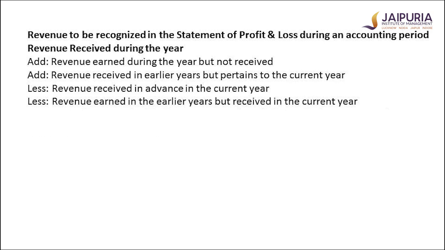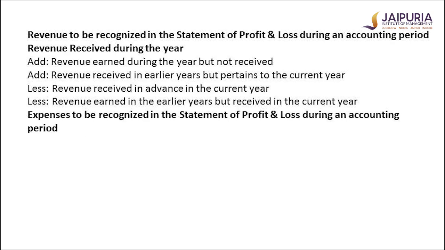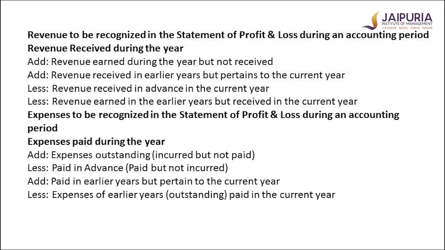Now, expenses to be recognized in the statement of profit and loss during an accounting period. Expenses paid during the year, we need to add expenses outstanding to this figure, that is incurred but not paid. Subtract the expenses that are paid in advance, that means paid but not incurred. Then again add expenses paid in earlier years but pertain to the current year, and then subtract expenses of earlier years.